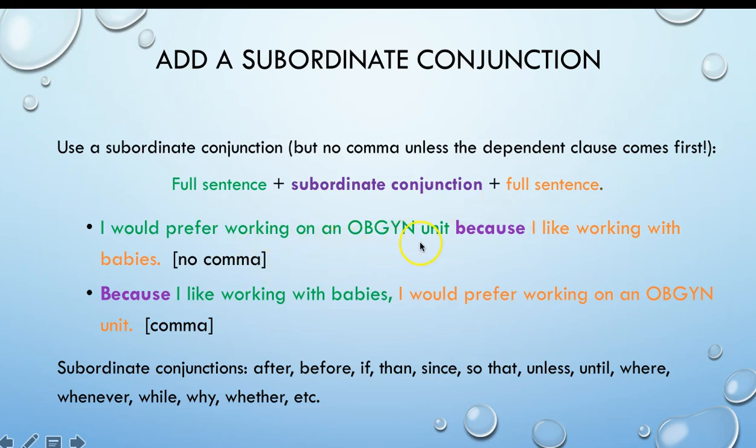I would prefer working on an OBGYN unit because I like working with babies. And using the word because indicates that there's a connection there. This one thing is leading to my second thing in the sentence. Remember that you can switch the format and start with the dependent clause: because I like working with babies, comma, I would prefer working on an OBGYN unit. Just remember to include a comma between that dependent clause that comes first and the independent clause that comes second.